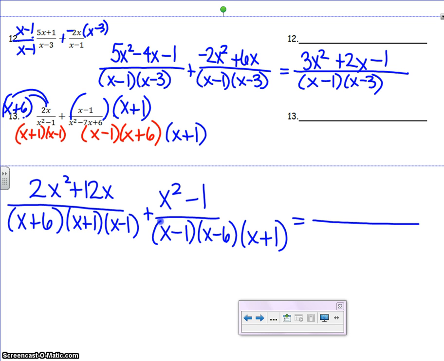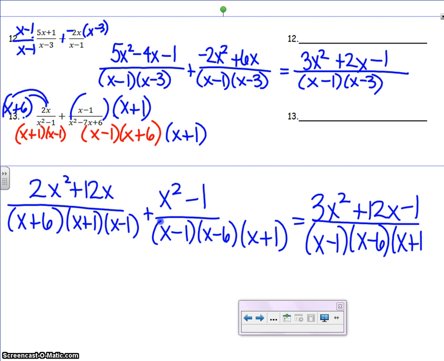What are our like terms? We have 2x squared and 1x squared, so 3x squared plus 12x and minus 1, and all of that falls over the denominator x minus 1, x plus 6, x plus 1.